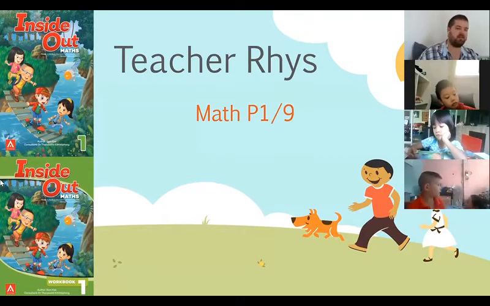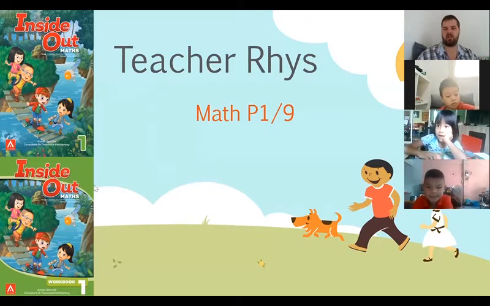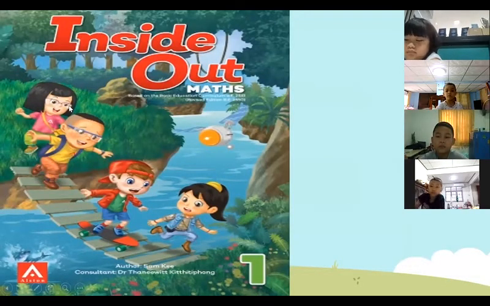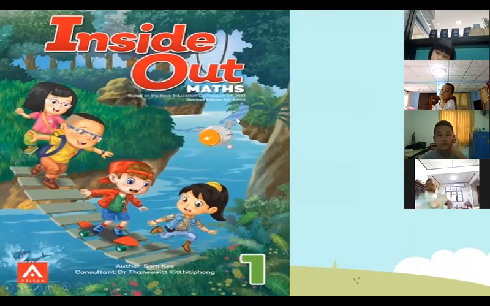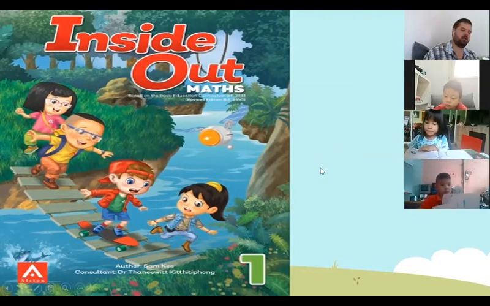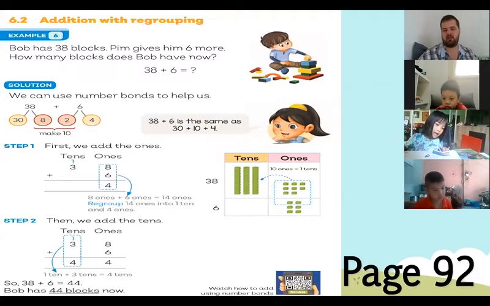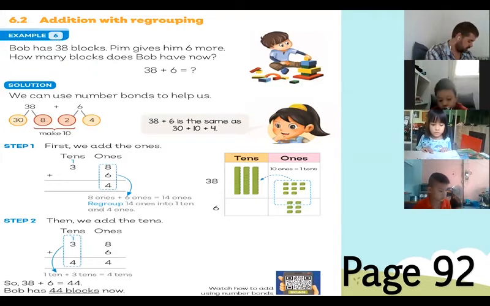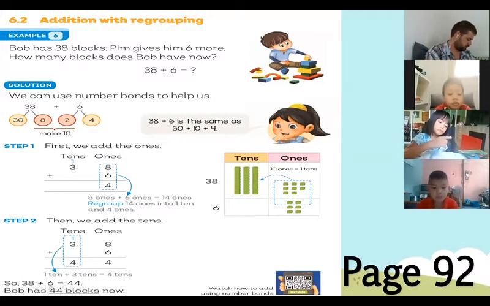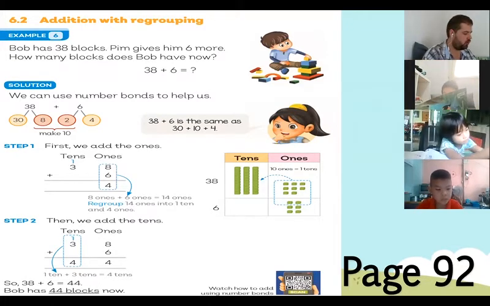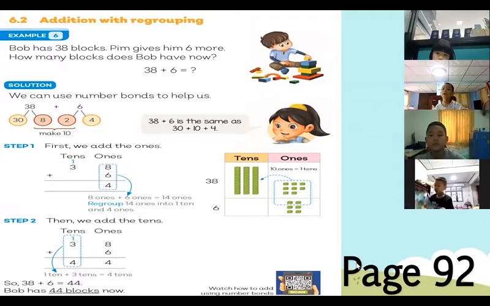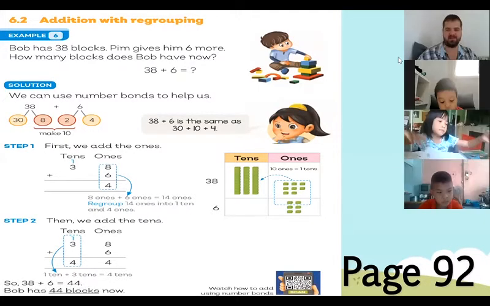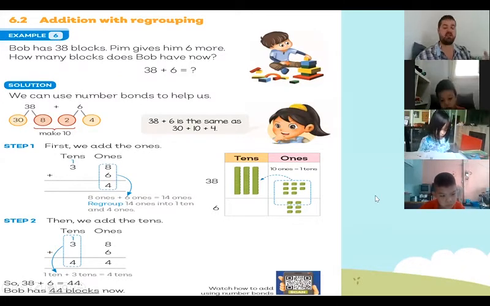Okay, so let's get started. Does everybody have your math book? We are starting with our textbook. Let's have a look. I'm here on page 92. Yes, very good, page 92. There we go. Let's wait, make sure everyone's ready. So we are doing addition again. Let's have a look at our addition. This time it's a little different.